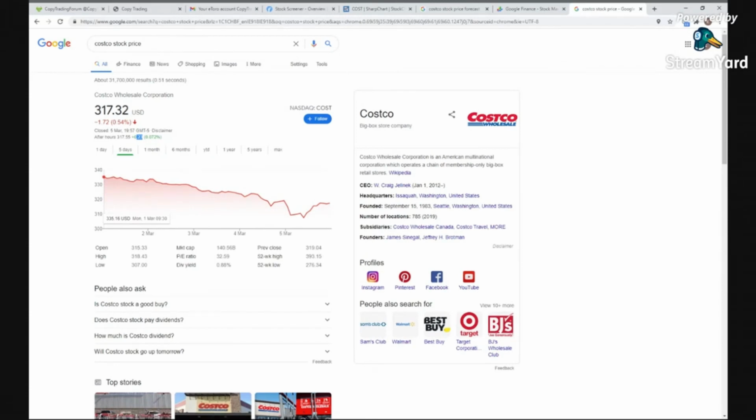But I am planning for this for the long term. So what's going to happen when everybody gets their medicine for what's happening in the world? The shops are going to start to reopen, hopefully by the end of the year, and their stock price will go up. But it's a good price to buy now, Costco.